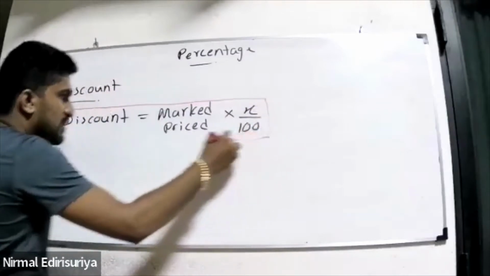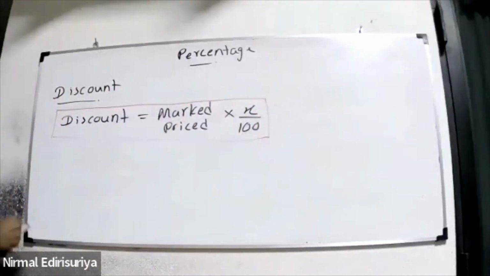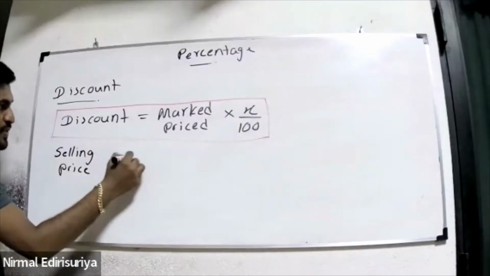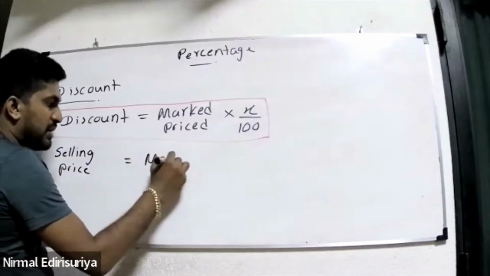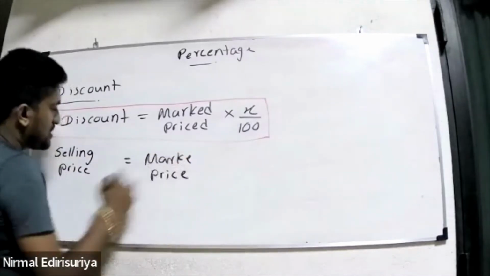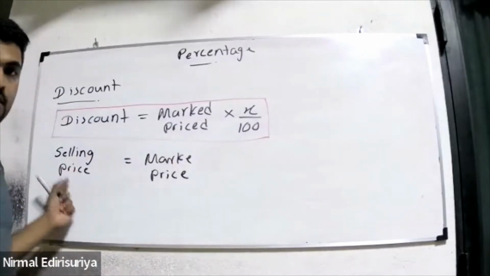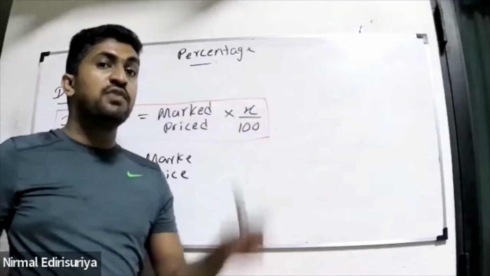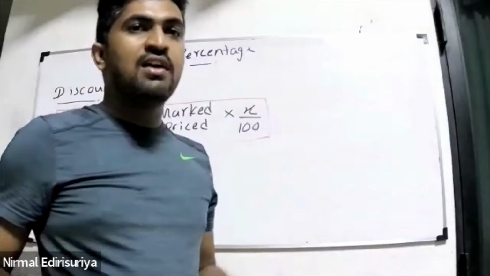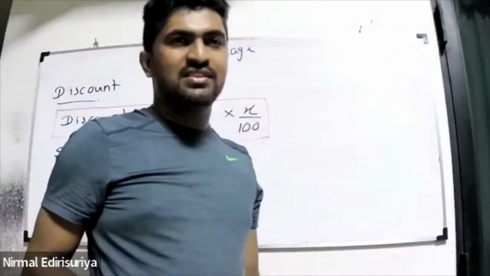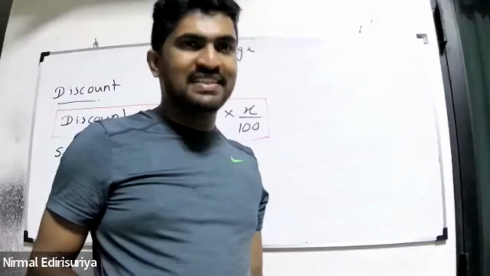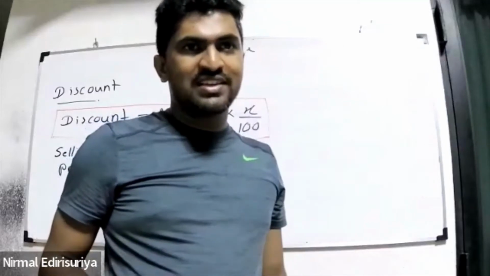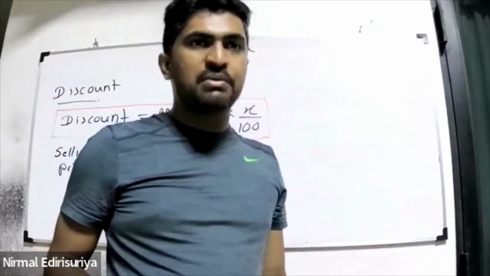Then in the discount case, what is the percentage of selling price? Selling price equals mark price minus discount. If you are going to sell that, you have to sell it for less than the mark price. Example, if the discount percentage is 20, what is the percentage of selling price? 80%. If the discount percentage is 5, what is the percentage of selling price? 95.